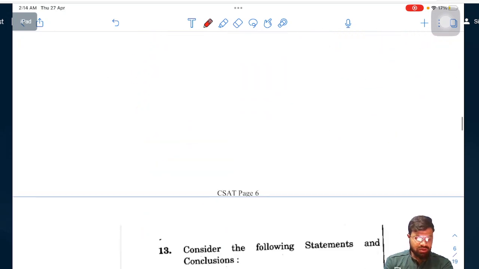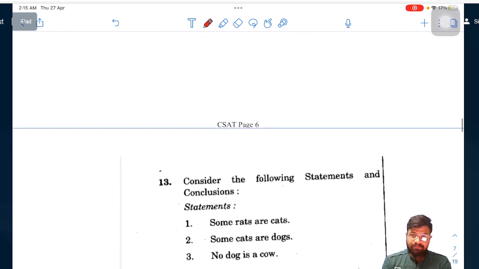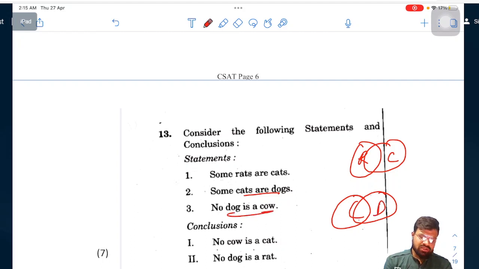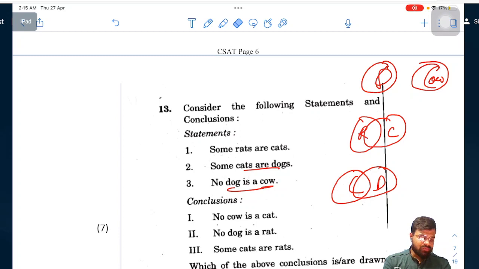Now this. Some rats are cats. So these are rats, these are cats. Some cats are dogs. So these are cats, these are dogs. No dog is a cow. So this is something like dog, this is cow. So these are the three diagrams. No cow is a cat. If you remember, one more thing I want to take up here: a positive statement, all or some, cannot give a negative statement. So based on this, these two statements will be wrong.